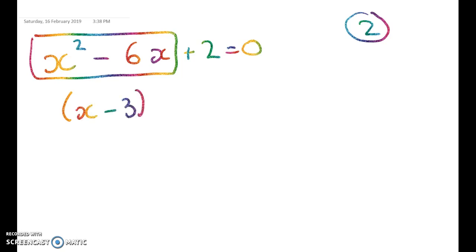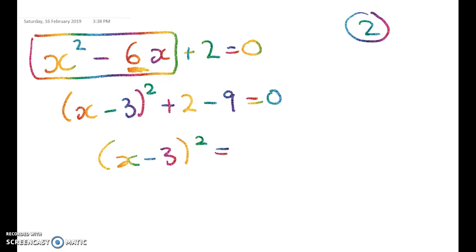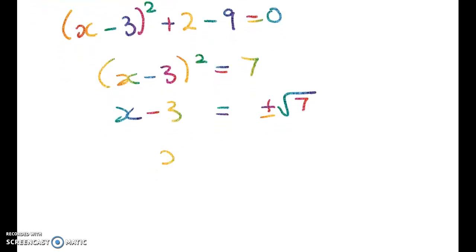We take the first two terms, we halve this, and we've now accidentally added in 9. So we have x minus 3 squared is equal to 7, which gives me x minus 3 is equal to plus or minus root 7. So x is equal to 3 plus root 7, or 3 minus root 7.